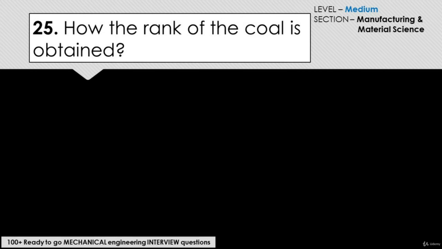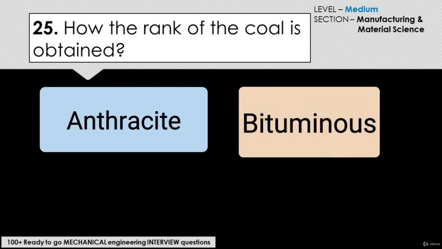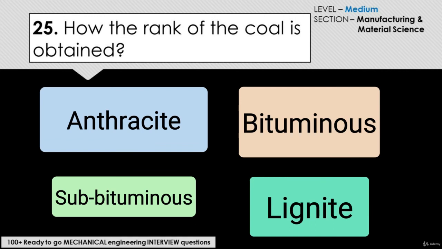Coal is classified into four main types or ranks: anthracite, bituminous, subbituminous, and lignite. The ranking depends on the types and amounts of carbon, the coal content, and on the amount of heat energy the coal can produce.